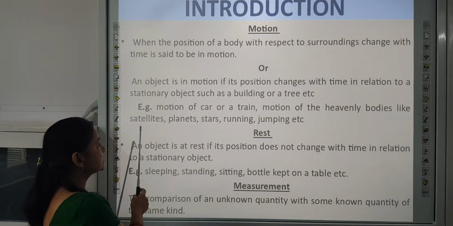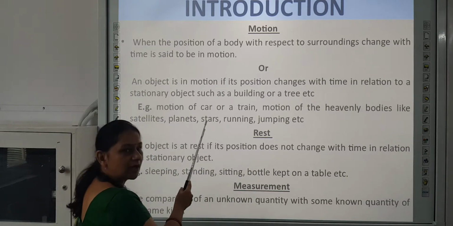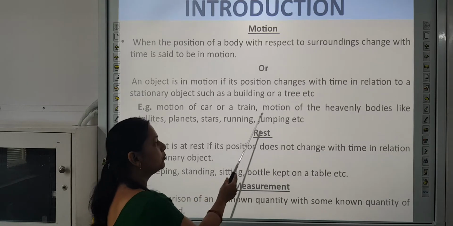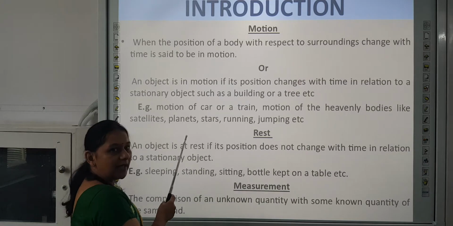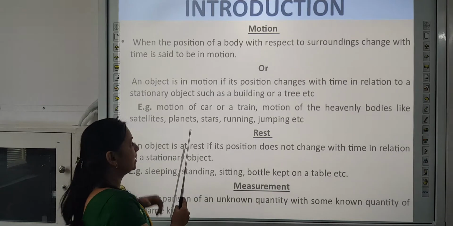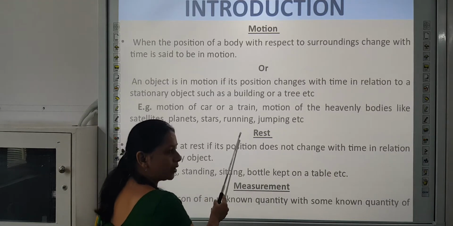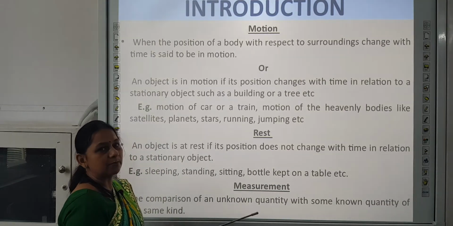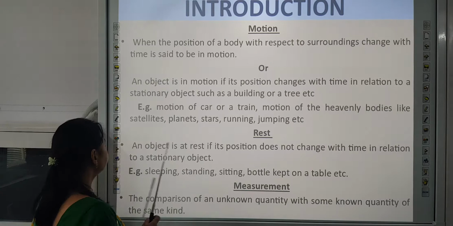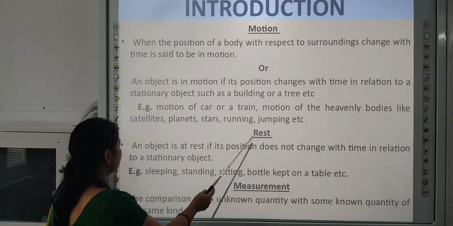Examples of motion are the motion of a car or a train, the motion of heavenly bodies like satellites, planets which revolve around the sun, and stars. When you are running or jumping, you can say all these are examples of motion. And now, rest.